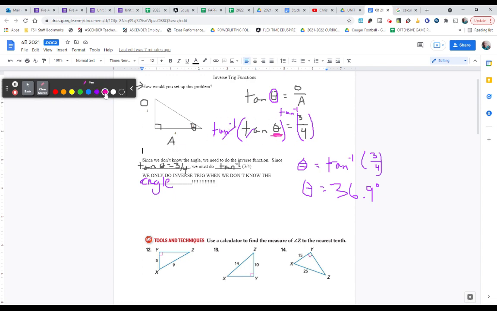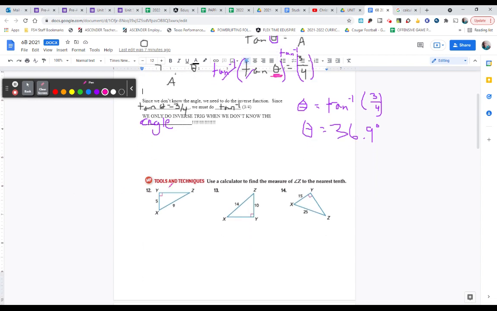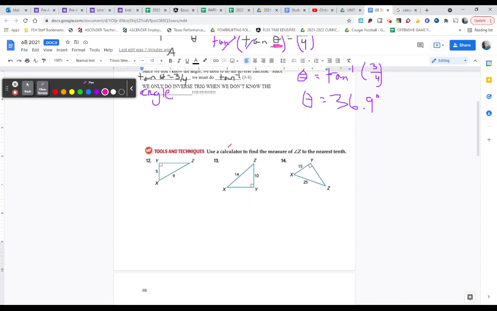If I'm looking at number 12 down here, it says use a calculator, find the measure of angle z to the nearest tenth. So z is our theta angle. Z being our theta angle, 5 is the O, 9 is the H. With O and H we use sine. So the sine of theta is equal to 5 over 9.